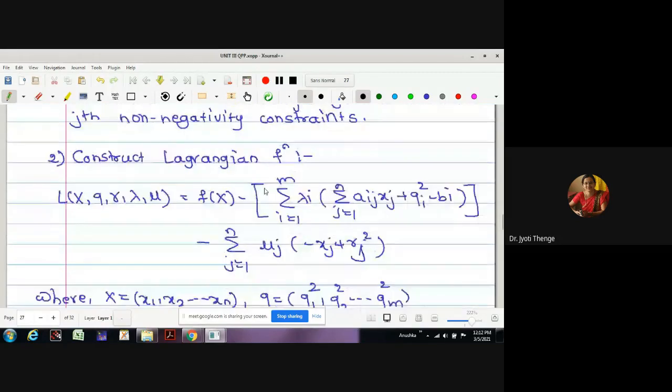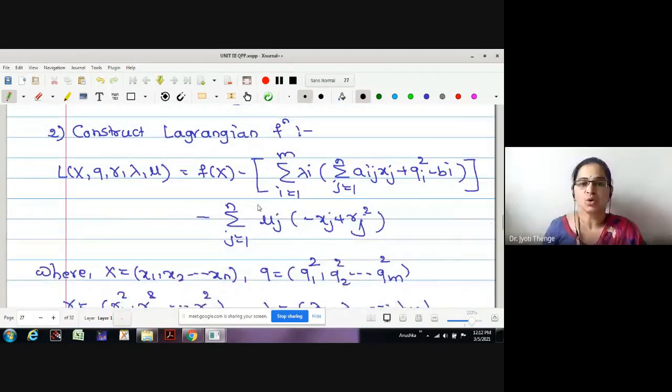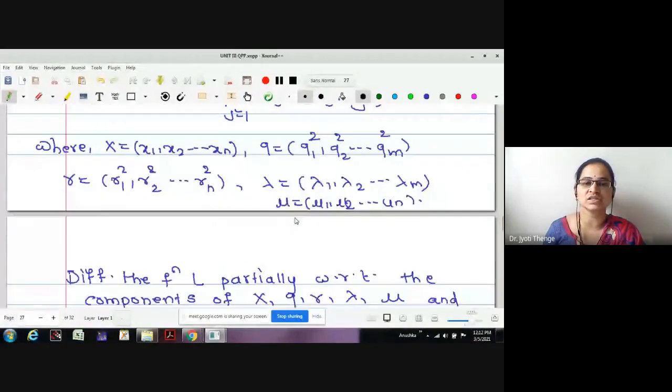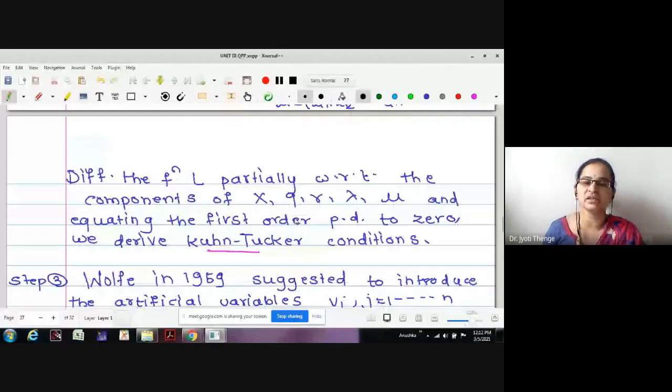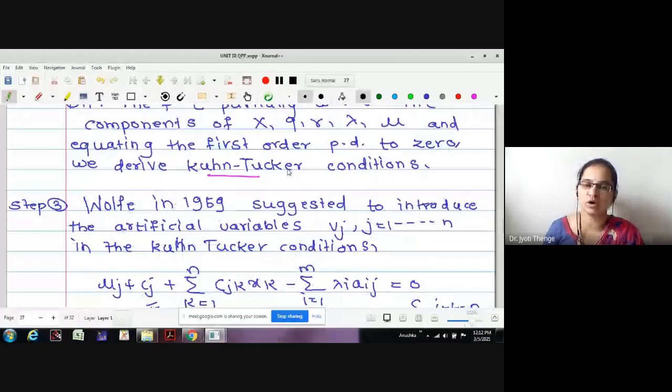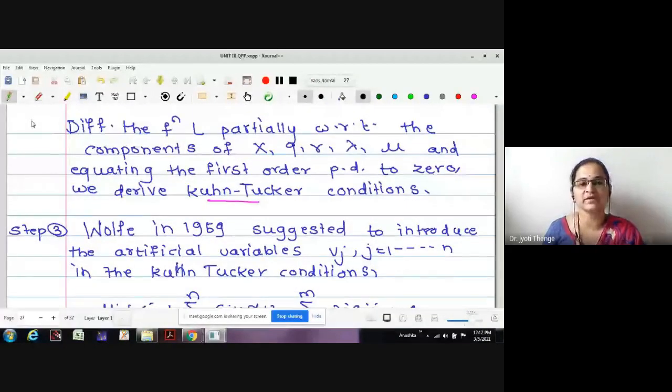Once we convert this, we have to construct a Lagrangian function. While constructing it, we use the Lagrangian multiplier lambda for the original constraints and mu for the non-negativity restrictions, and then we go on to obtain the Kuhn-Tucker conditions. As we have seen already, the Kuhn-Tucker conditions are obtained by differentiating the Lagrangian function L partially with respect to all components and equating the first order partial derivatives to zero.